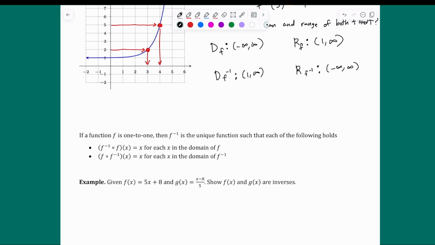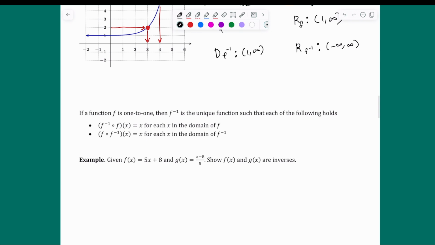So we're given f of x equal to 5x plus 8, and another function called g of x, which equals (x minus 8) over 5. Show f of x and g of x are inverses. So essentially what that means is we take the composite both ways and show that it will give us x. All right, so first off, f of g of x.